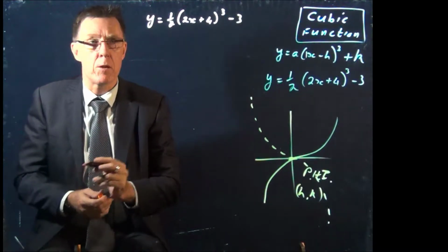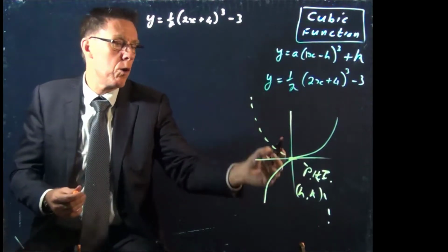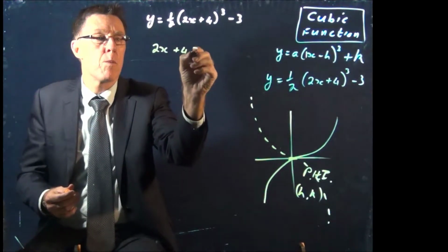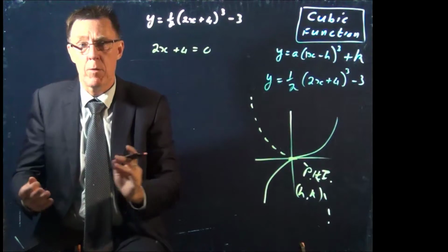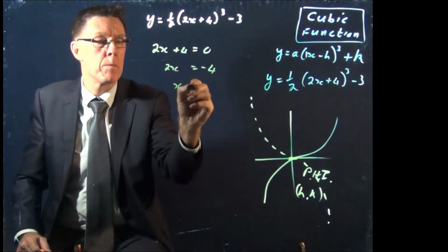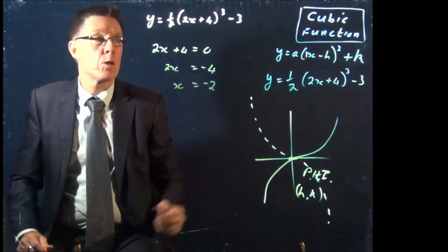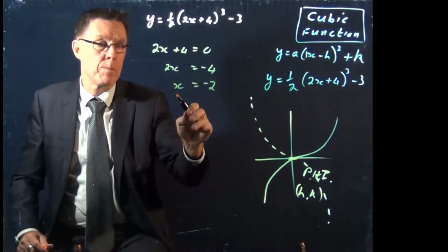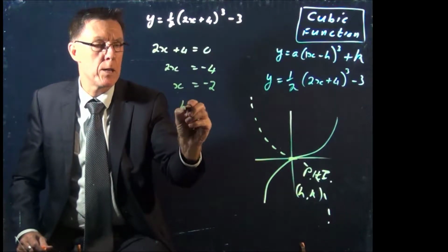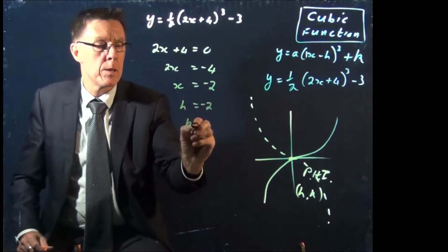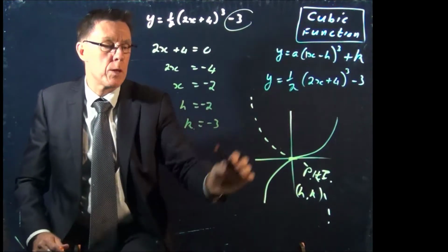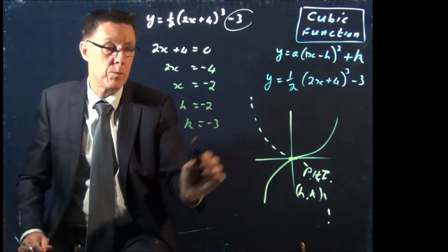But in the end, it's not necessary, because to find the x-coordinate of this horizontal point, all we need to do is just make the contents of the bracket equal to 0, and whatever the x-coordinate is, that's what we require. I now have the x-coordinate of this horizontal one. So my h value will be -2, my k value is going to be -3. So I know that this graph is going to have a horizontal point at (-2, -3).